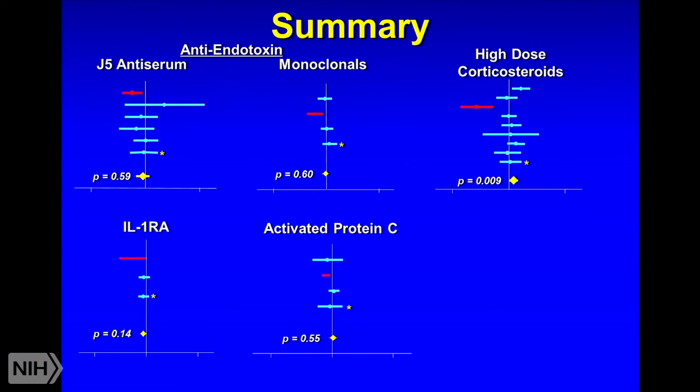Activated protein C, this is an anticoagulant that they used in septic patients. It was published again in the New England Journal. Subsequent studies couldn't reproduce this beneficial effect, p-value 0.5.